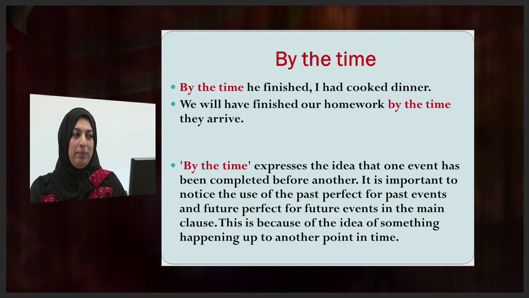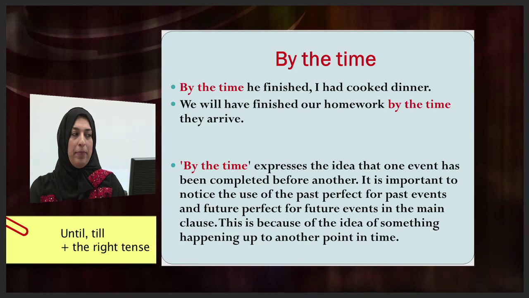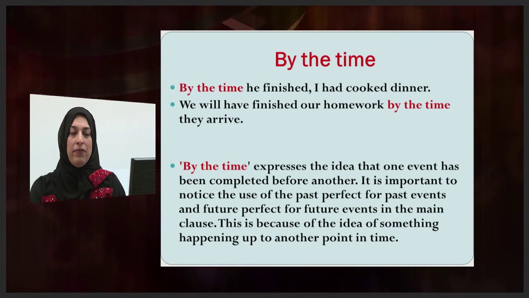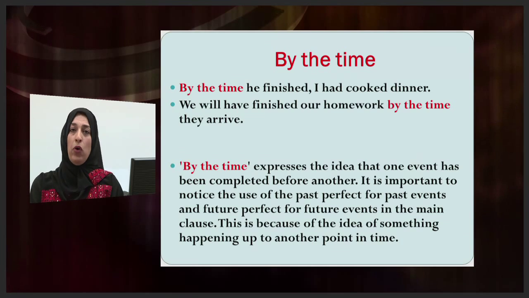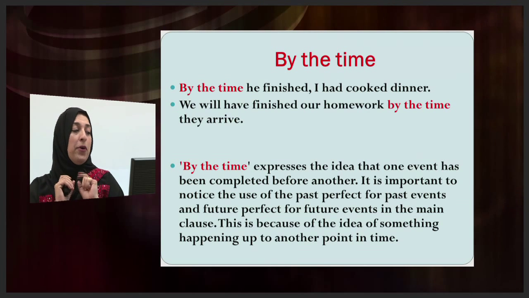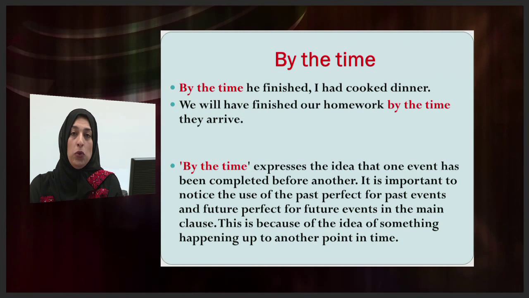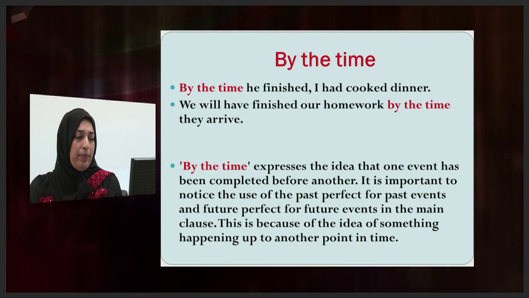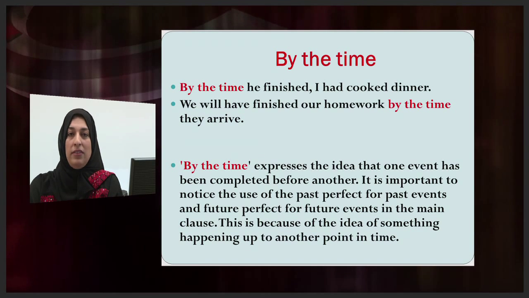Example on by the time. By the time he finished, I had cooked dinner. We will have finished our homework by the time they arrive. Here, by the time expresses the idea that one event has been completed before another. It is important to notice the use of the past perfect for past events and the future perfect for future events in the main clause. This is because of the idea of something happening up to another point in time.